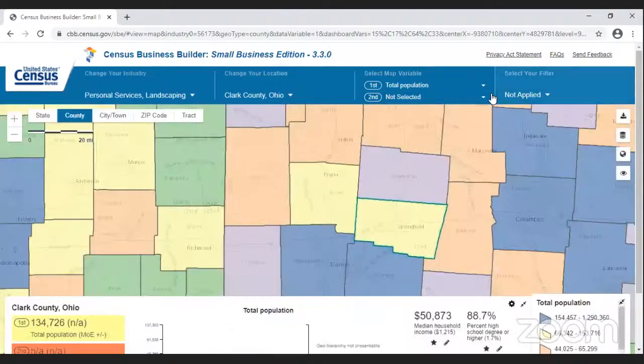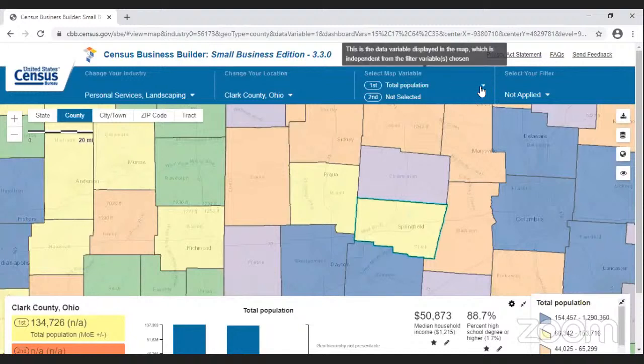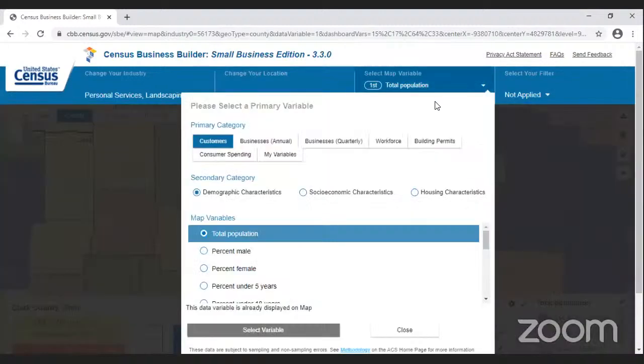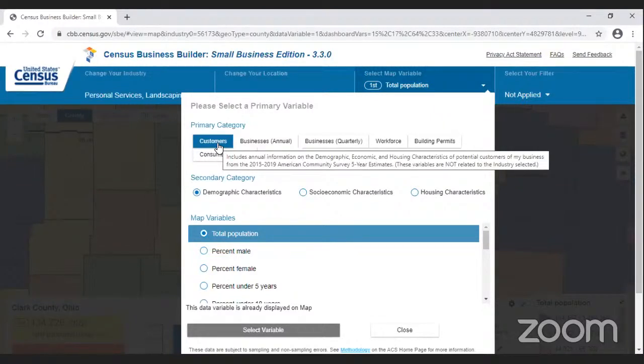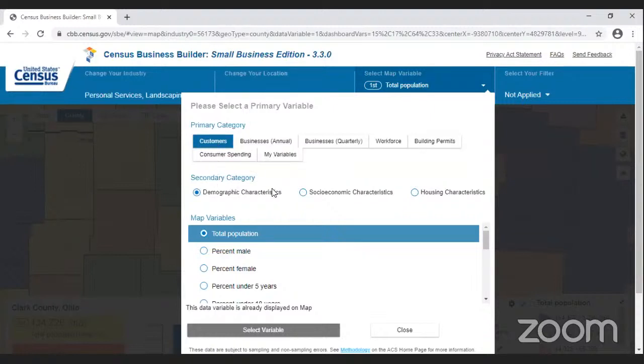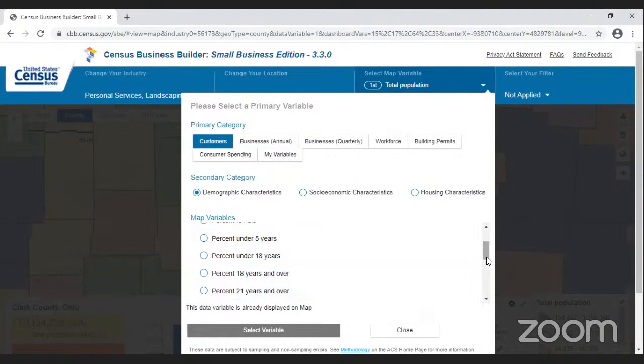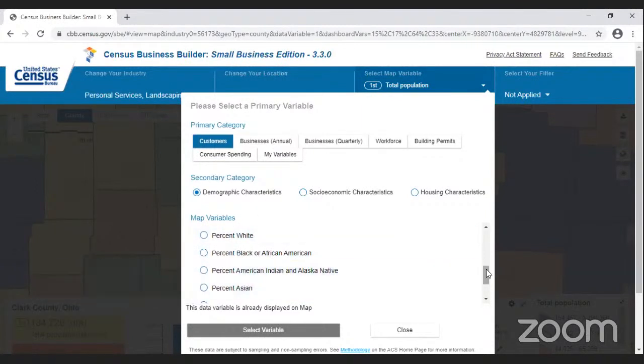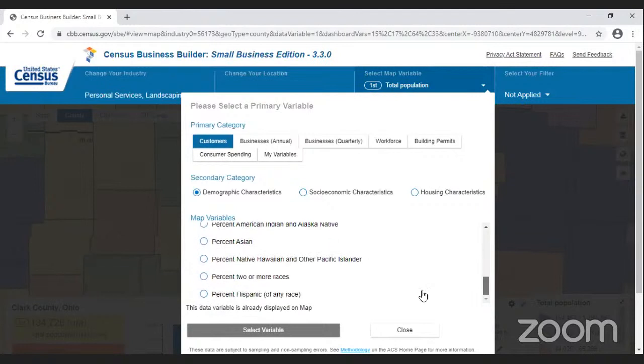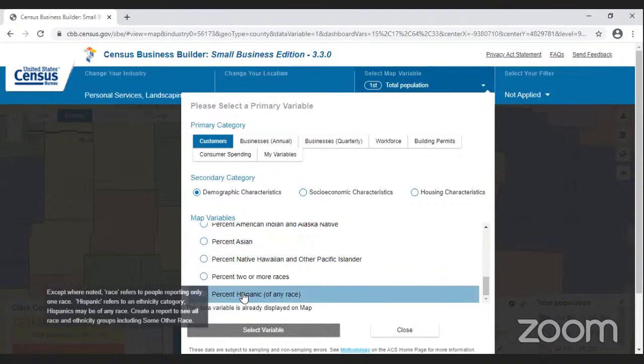The most important on here is the map variable. You're just going to tell it what you want to see on the map. So right now we're on customers. This is your ACS data. So we're on demographic characteristics. If you look, you see male, percent male. You have your different age groups. You can look at median age. You have your different races as well. You can look at that on the map. And then you've got Hispanic origin as well.